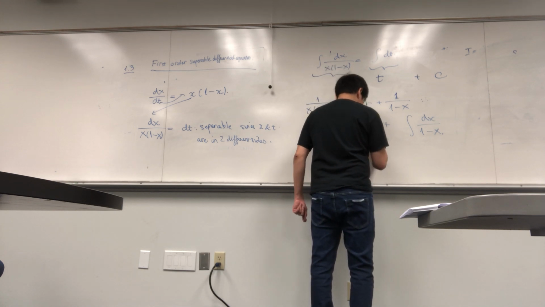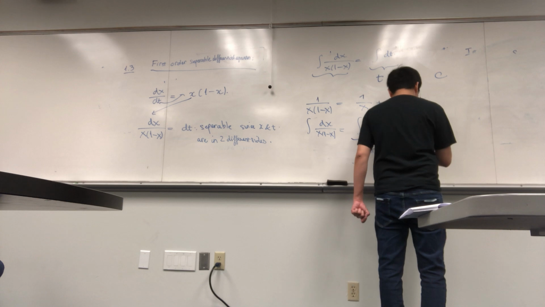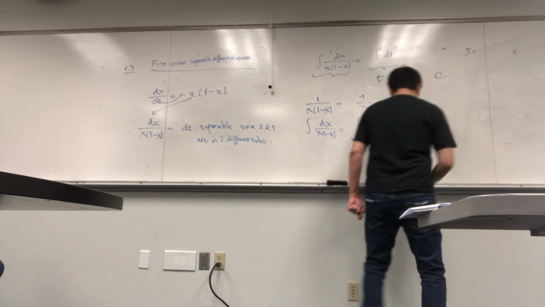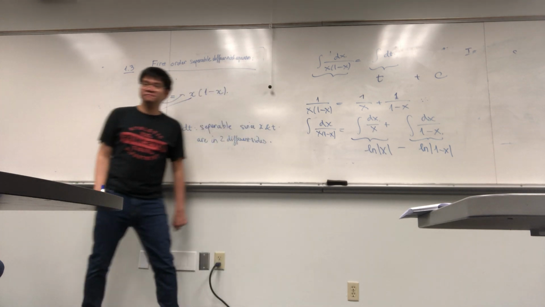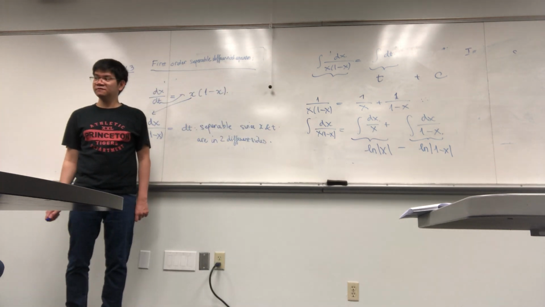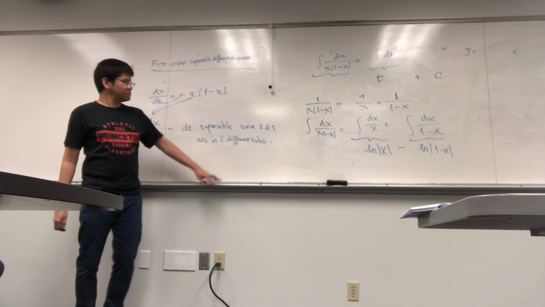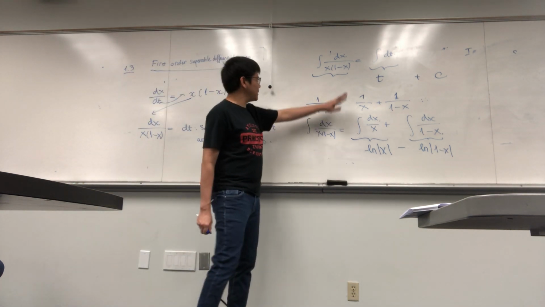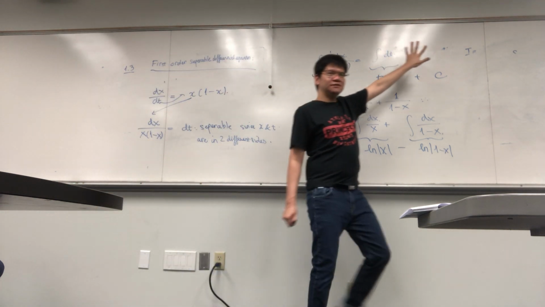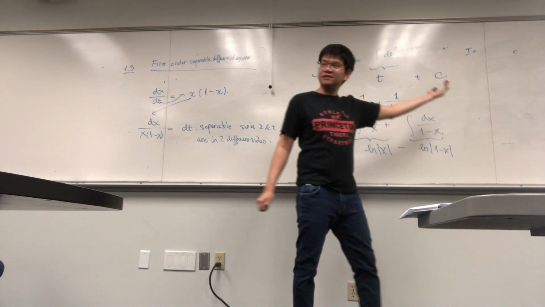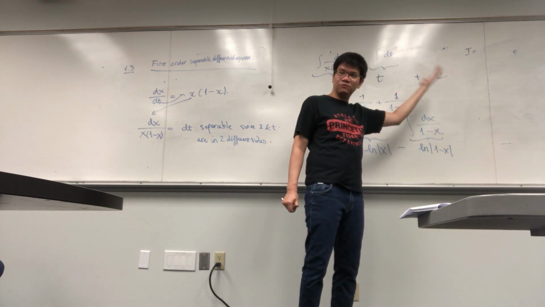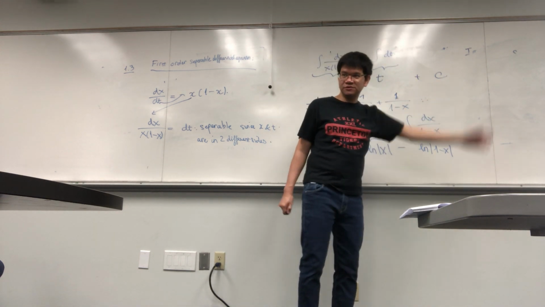So this guy is going to be log of the absolute value of x, and this is going to be log of 1 minus x. All right? It's good. So I explain again. So to compute the integral of dt, this is standard because this is the antiderivative of 1. This is t plus a constant c.